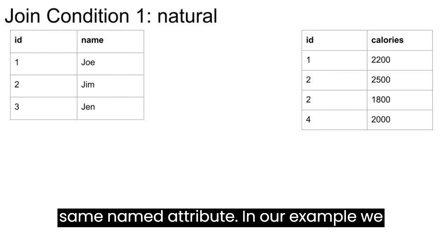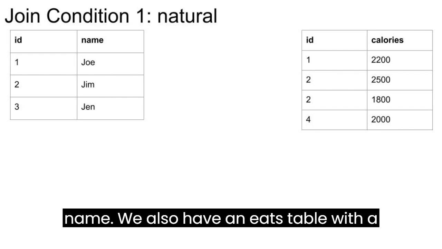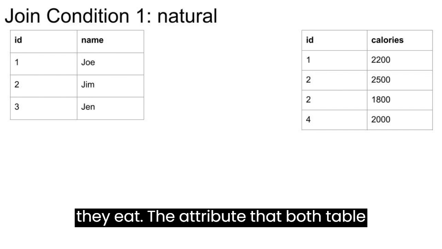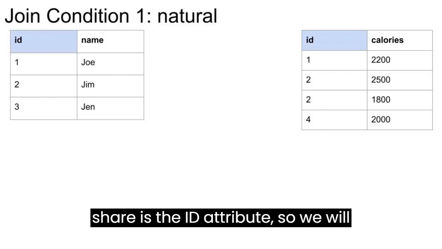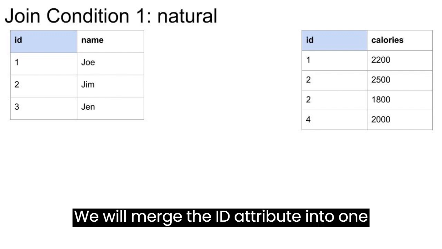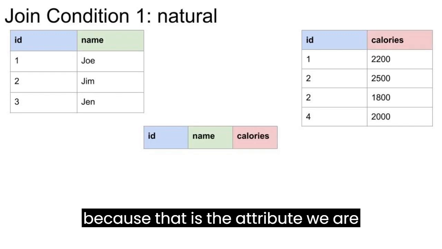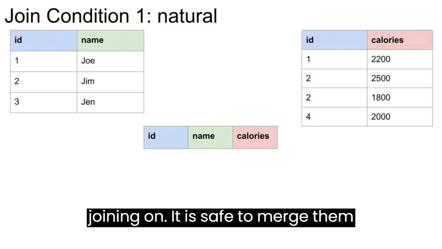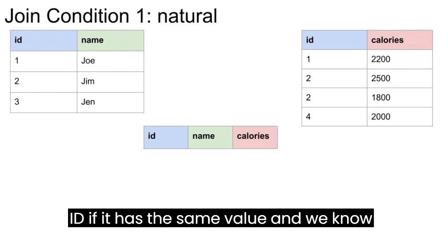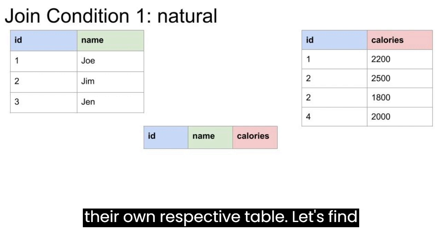In our example, we have a person table with a person ID and name. We also have an eats table with a person ID and the number of calories that they eat. The attribute that both tables share is the ID attribute, so we will match rows from table 1 with rows from table 2 that have the same ID value. We will merge the ID attribute into one column, which we have highlighted in blue, because that is the attribute we are joining on. It is safe to merge them because we will only get a match for an ID if it has the same value and we know they have the same attribute name. We also add each attribute that is unique to their own respective table.